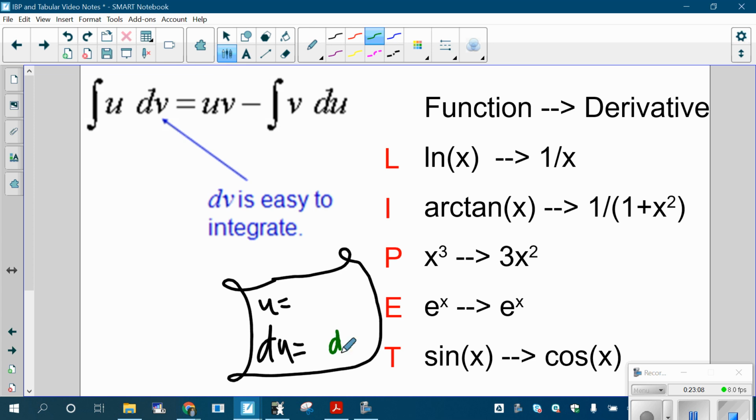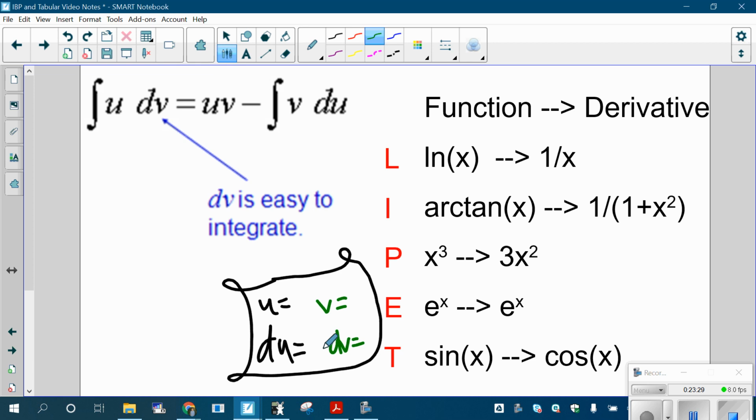When we pick the dv for the other part, remember what we do is we find the integral of it. So when you're picking the dv part, you want it to be something that integrates easily, something that you can do the integral of, because otherwise you can't even fill out your pillow. Okay, does that make sense?